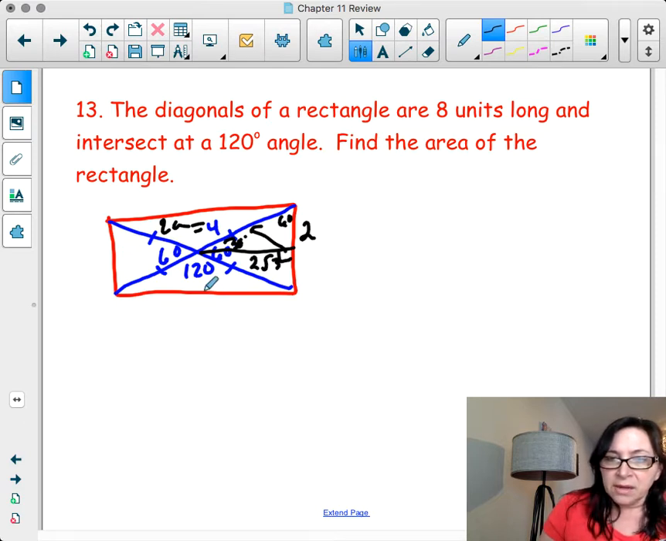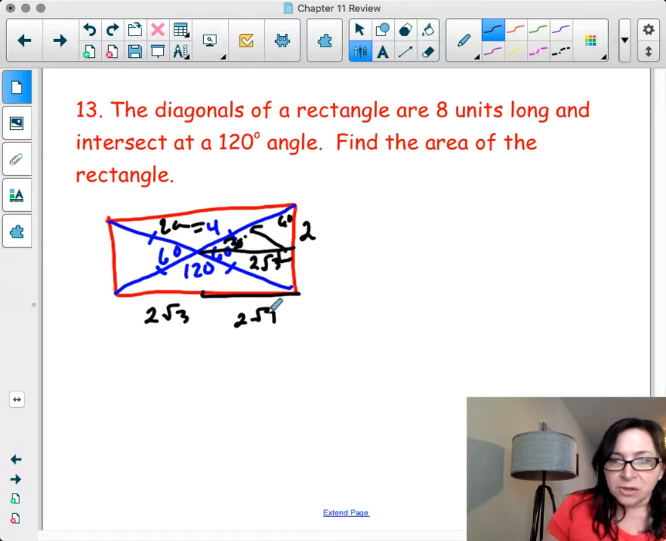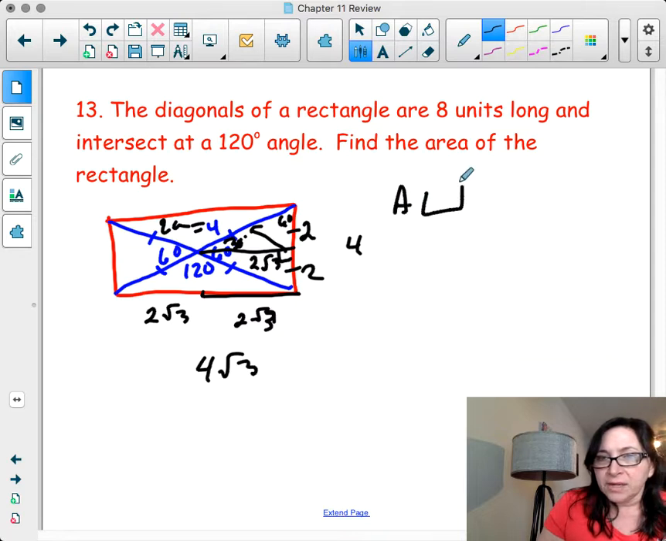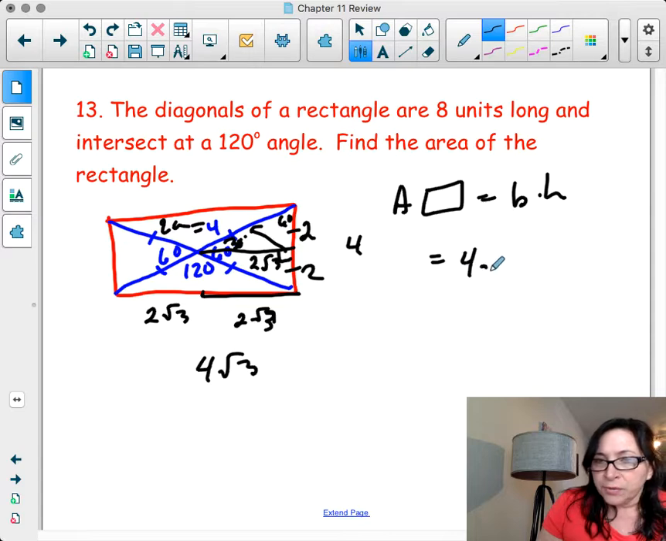Now, keep in mind, if from here to here is 2 root 3, then this is also 2 root 3. So 2 root 3 plus 2 root 3 makes my side length 4 root 3. And if that's 2, because these are congruent, that makes my height 4. So if my area of a rectangle is equal to base times height, and my base is 4 root 3 units, and my height is 4 units, that's going to be 16 root 3 units squared. That's my area of my rectangle.